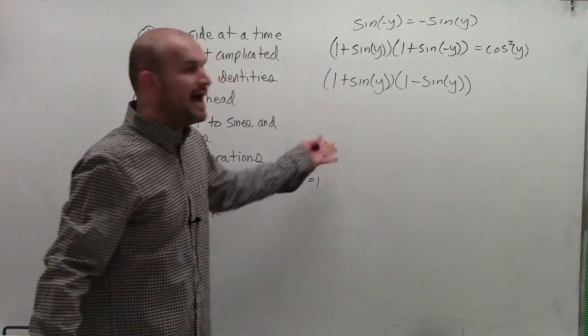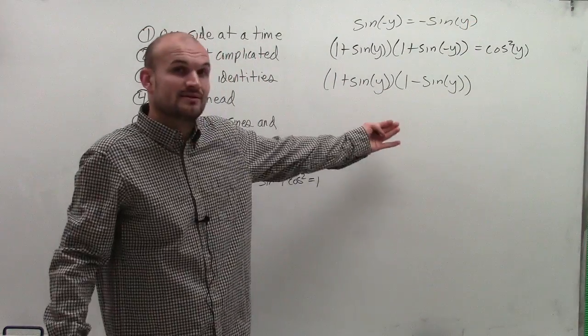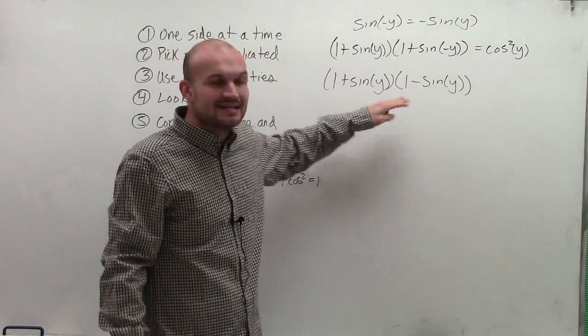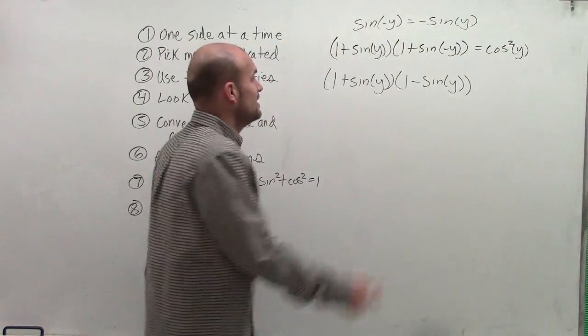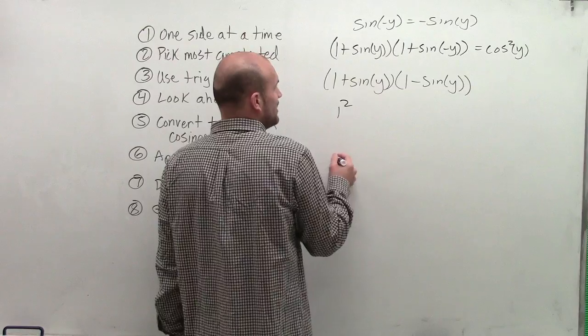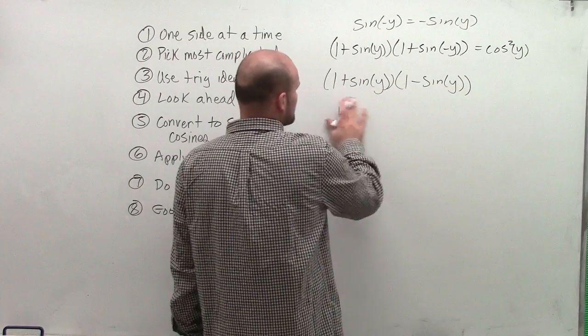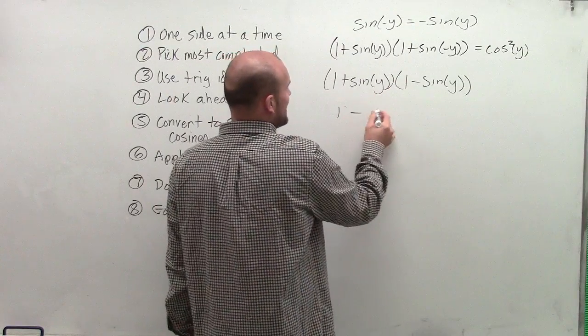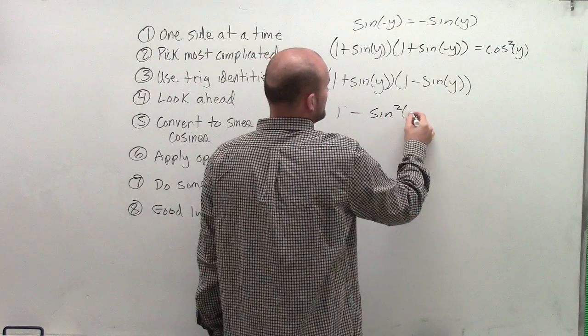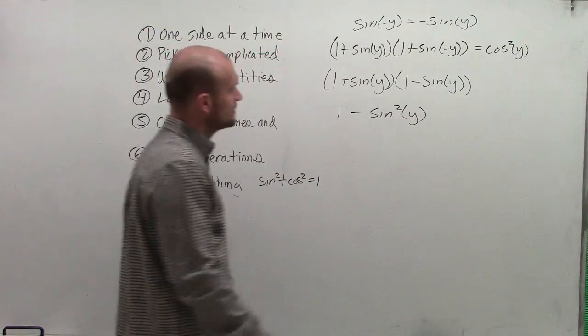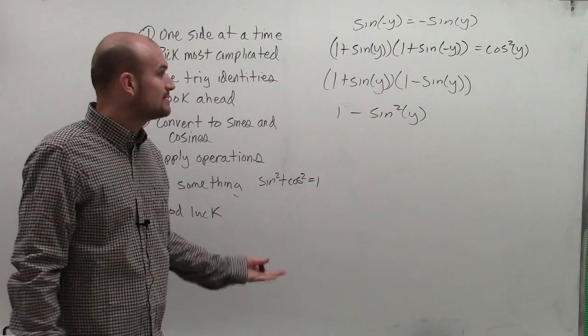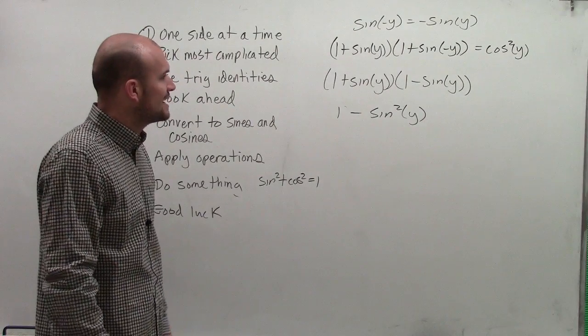All right? So now I can simply multiply these, and it's important when multiplying these to notice that now these are a difference of two squares, right? So therefore, I just have 1 squared, and then I have minus sine squared of y. Okay, so it's 1 squared minus sine squared of y.